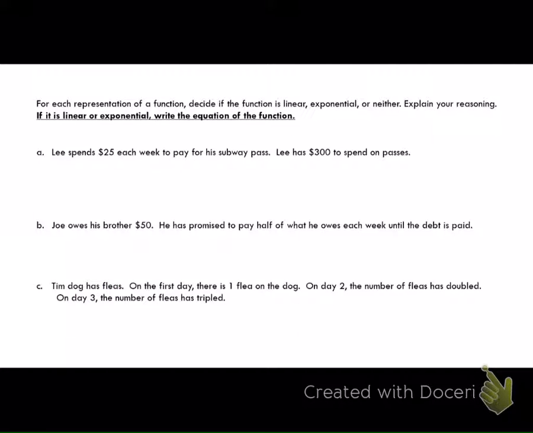All right. For each representation of a function, decide if the function is linear, exponential, or neither. Explain your reasoning. If it is linear or exponential, write the equation of the function. Lee spends $25 each week to pay for his subway pass. Lee has $300 to spend. Alex, linear, exponential, or neither? It is linear. And why is it linear?